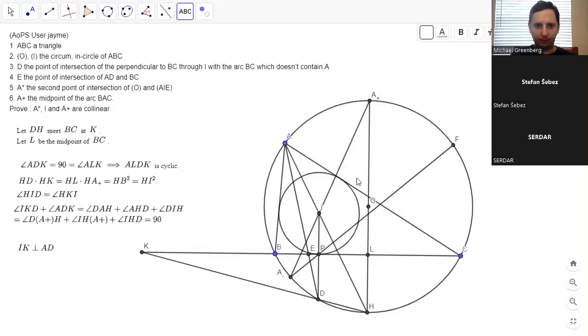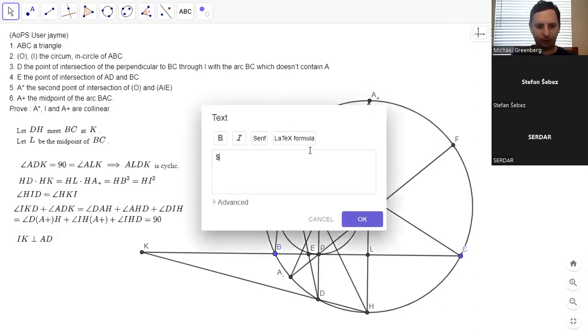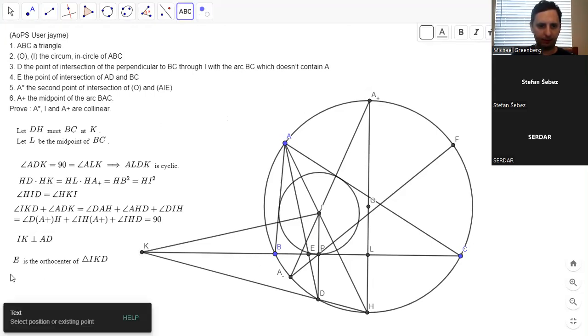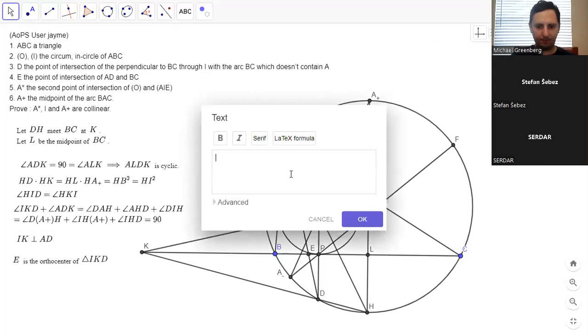So, all right, we have someone else joining. So that implies E is the orthocenter of IKD. Thanks for joining, Animika. And so that means that IE is perpendicular to KB. Perpendicular to KB. And that means IE is parallel to A plus D.